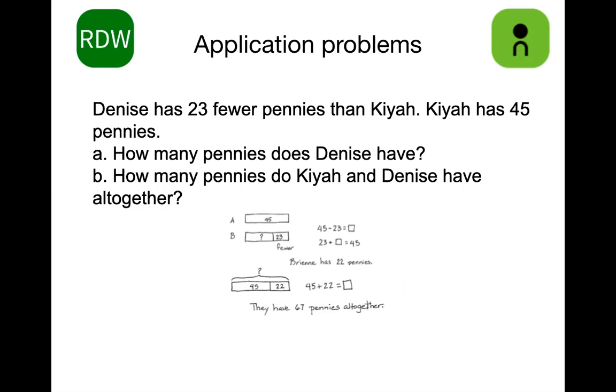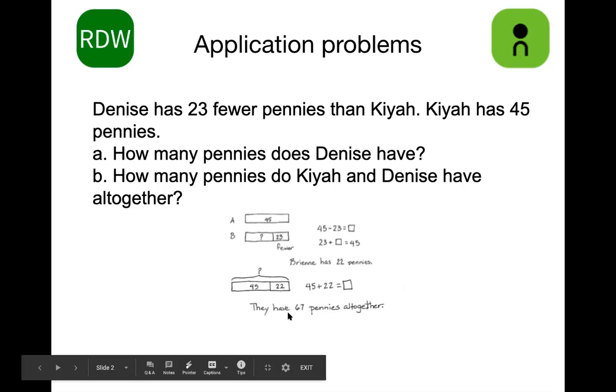Now, if we want to check our answer, we have to do what? Do we need to add or do we need to subtract? If you said add, you're exactly right. So to see if it was correct, we need to add 45 plus 22. 5 plus 2 is 7, and 4 plus 2 is 6. They have 67 pennies all together. If you said 67, you were exactly right. Awesome. Way to go, guys.